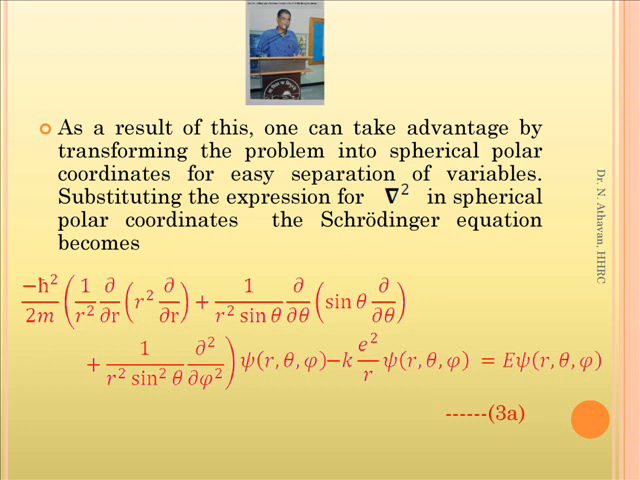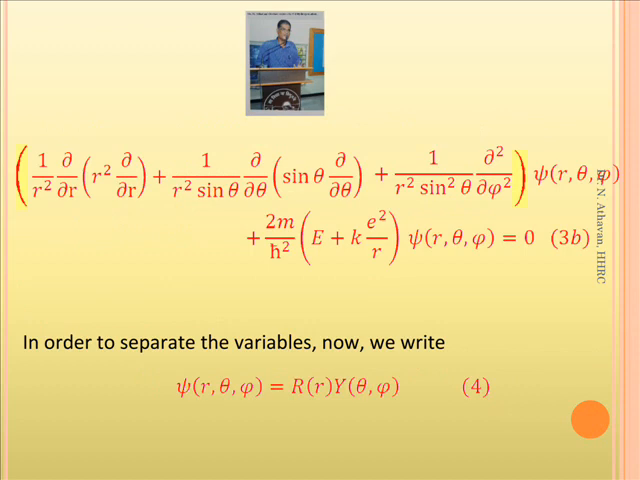So for this, we substitute the expression for del square in spherical polar coordinates in the Schrodinger equation. Then the equation becomes -(h-cross^2 / 2m) [ (1/r^2) d/dr (r^2 d/dr) + (1/(r^2 sin theta)) d/d theta (sin theta d/d theta) + (1/(r^2 sin^2 theta)) d^2/d phi^2 ] psi(r, theta, phi) - k e^2 / r psi(r, theta, phi) = E psi(r, theta, phi). So after rearranging, we get an equation as in equation 3b.